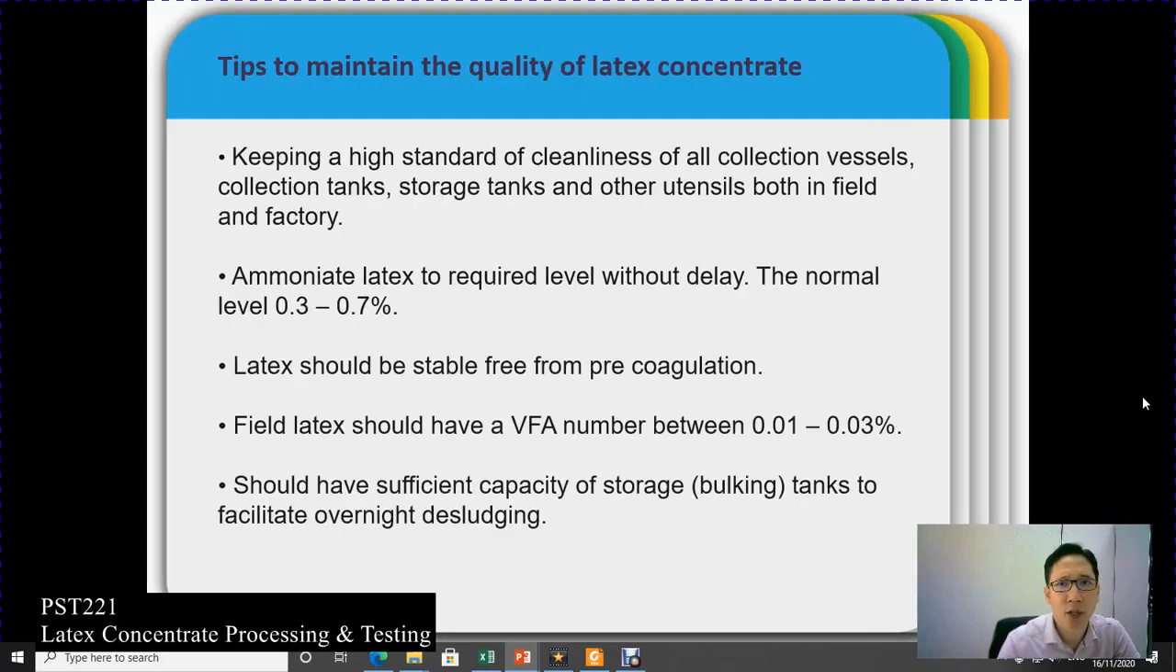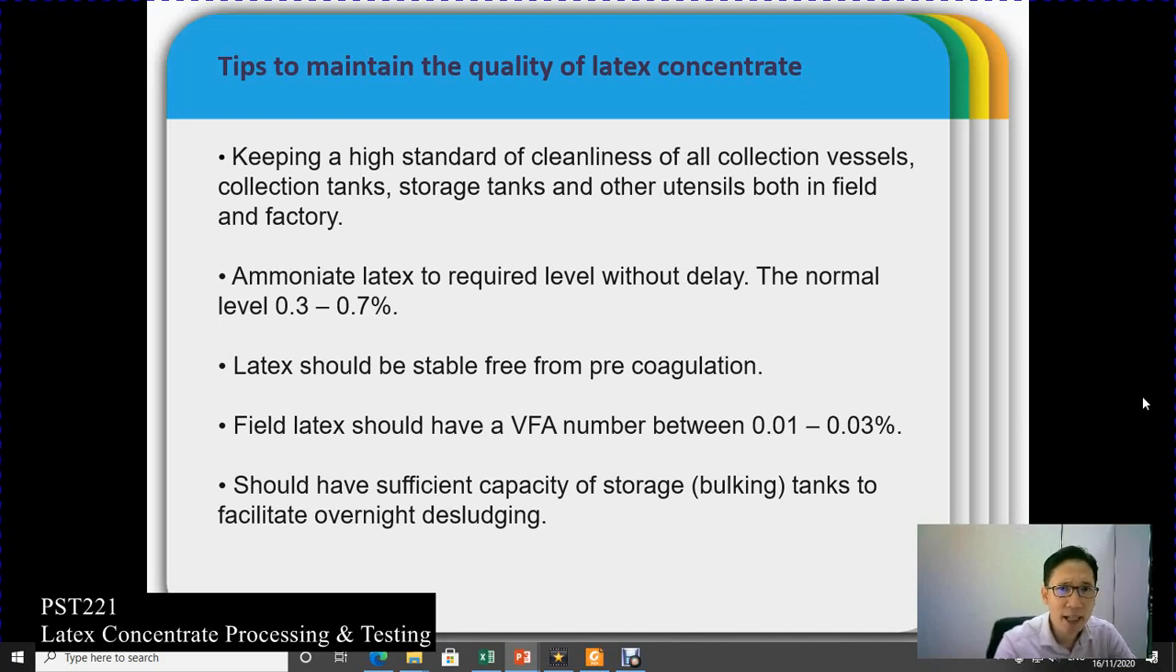Tips to maintain the quality of latex concentrate. I think this one is very important. Again and again I keep mentioning this. Either it will probably be covered in the test, or this is the standard procedure that you need to take into account when you go to industry. So please bear in mind, and more likely I would like students to memorize the tips on maintaining the quality of latex concentrate.